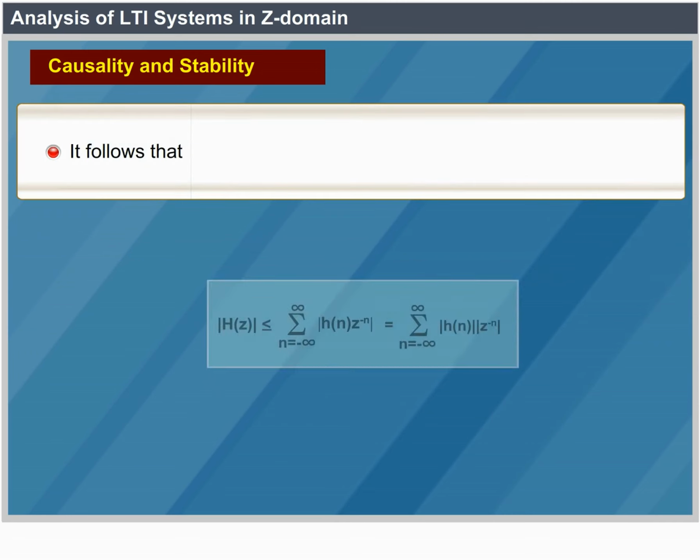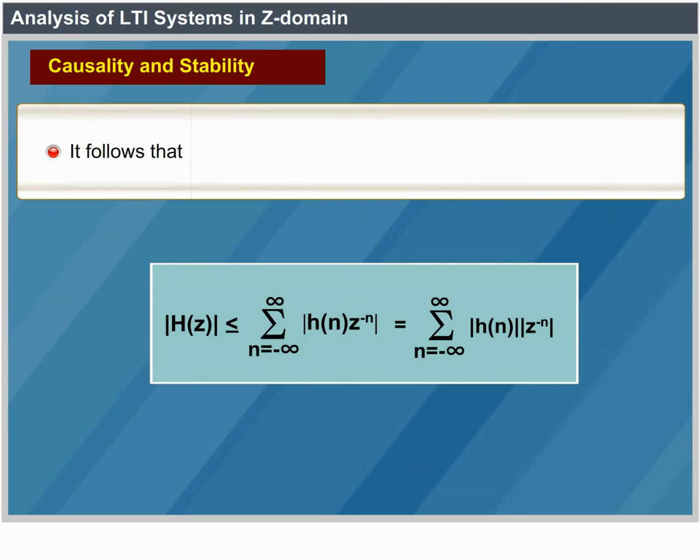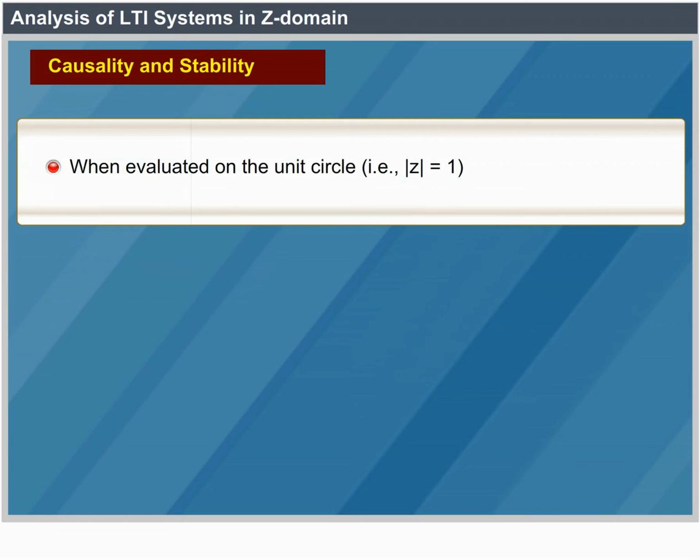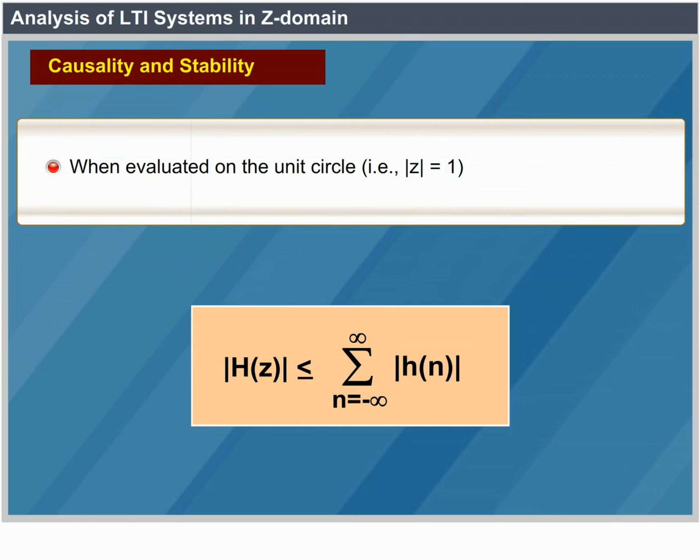It follows that modulus of H(z) less than or equal to summation n equal to minus infinity to plus infinity modulus of h(n) z power minus n, equal to summation n equal to minus infinity to plus infinity modulus of h(n) into modulus of z power minus n. When evaluated on the unit circle, that is modulus of z equal to 1, modulus of H(z) is less than or equal to summation n equal to minus infinity to plus infinity modulus of h(n).